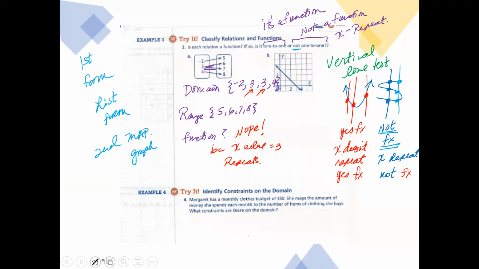So let's take a look at B. If I were to draw a line here, how many times does it touch this blue line? Just once. Let's continue to draw another line. Still, just one time. So what can I say about B? It is a function. X doesn't repeat. That's all I can say.